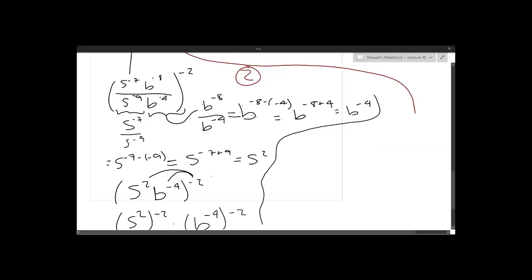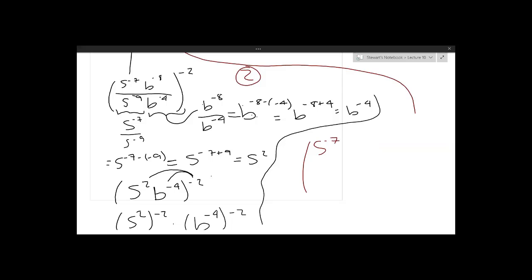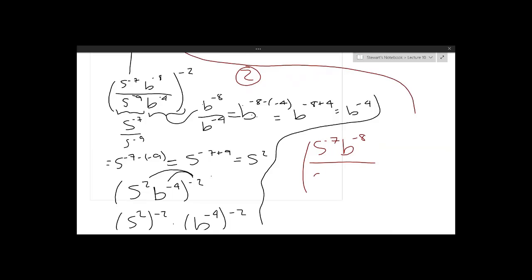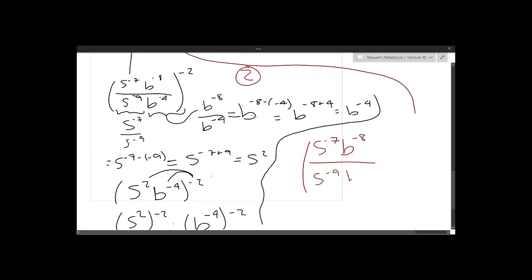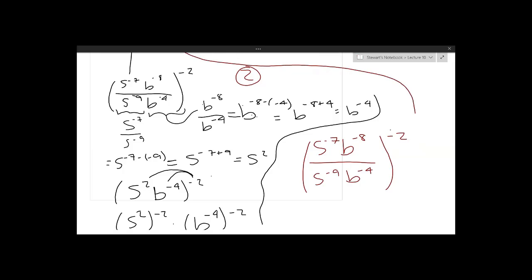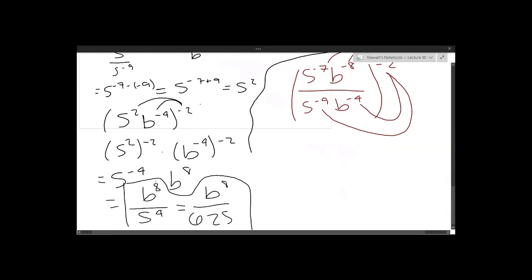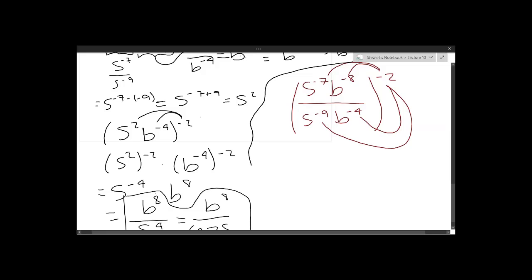So method number 2, where we have the same 5 to the -7, b to the -8th over 5 to the -9th, b to the -4th, all raised to the -2nd power. One thing you can do, or a different way you can do this, is you can first distribute this -2 exponent to everything in here, to all the other exponents in the numerator and denominator, and essentially work in reverse from what we did last time, where you apply this outside exponent to everything first and then work backwards.